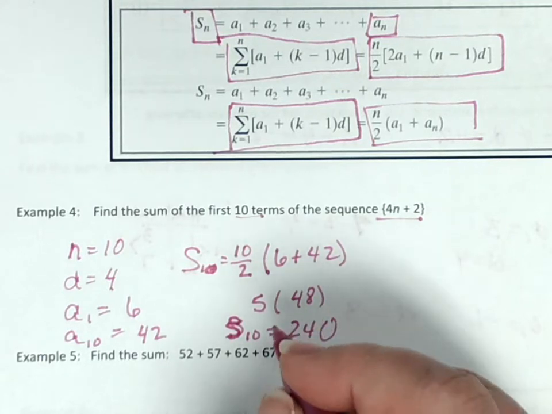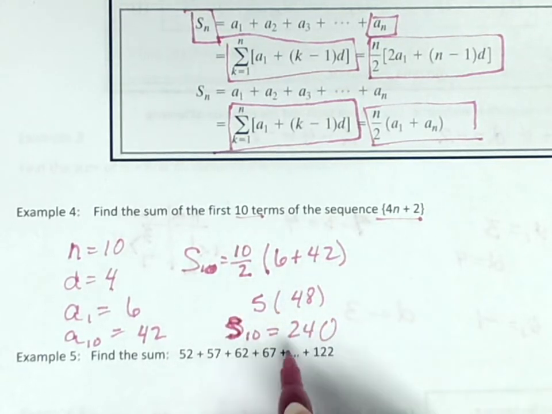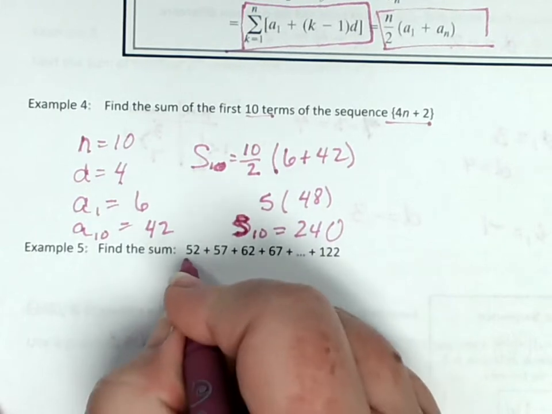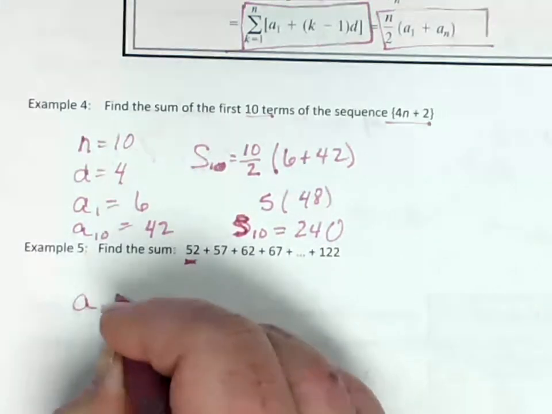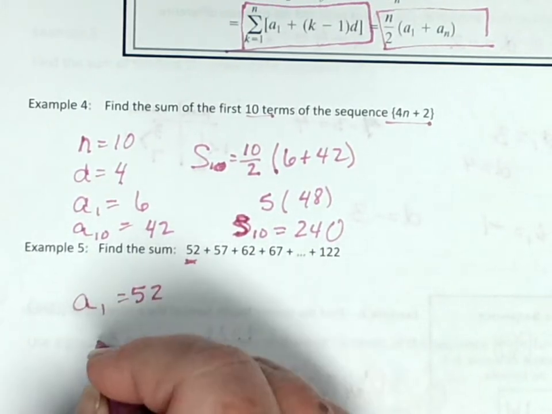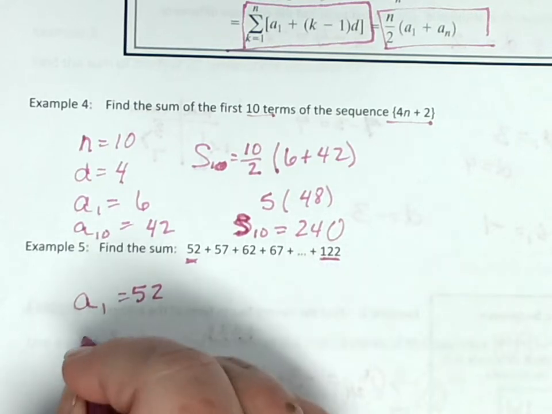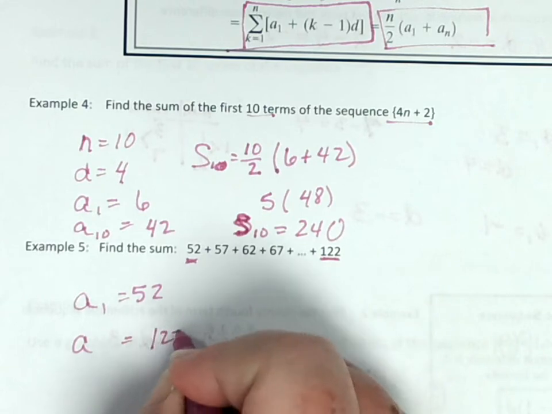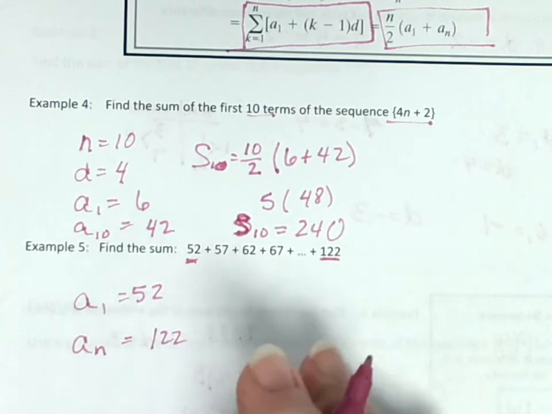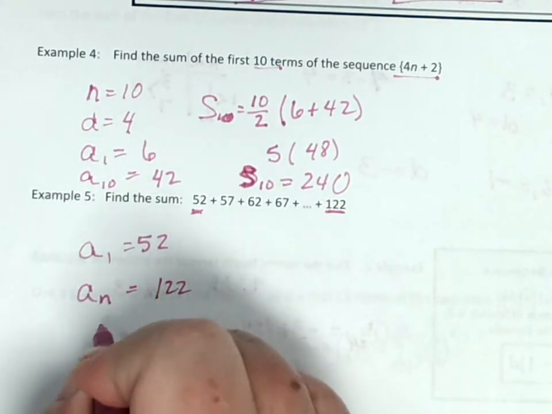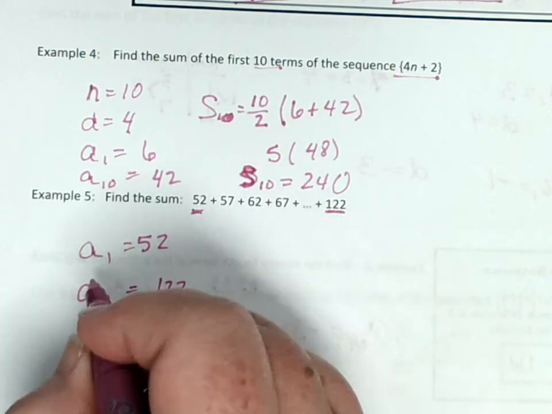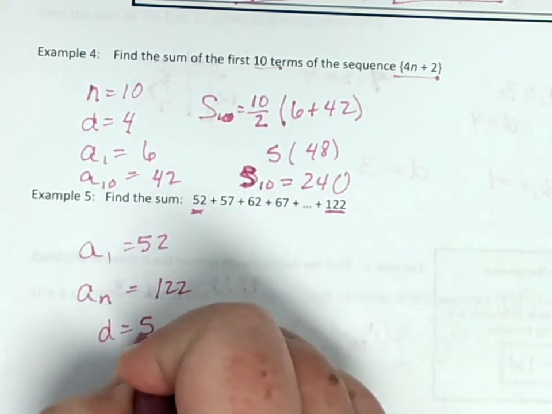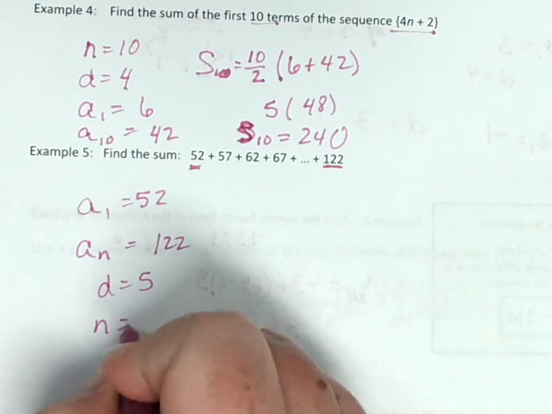240, okay? Well, let's look at this one. We have the first term: a sub 1 is 52. And we have the last term. The problem is, I don't know which term that is. I know it's 122, but I don't know what n is. In this case, I know the common difference. It was plus 5. The common difference is 5, but I don't know n.